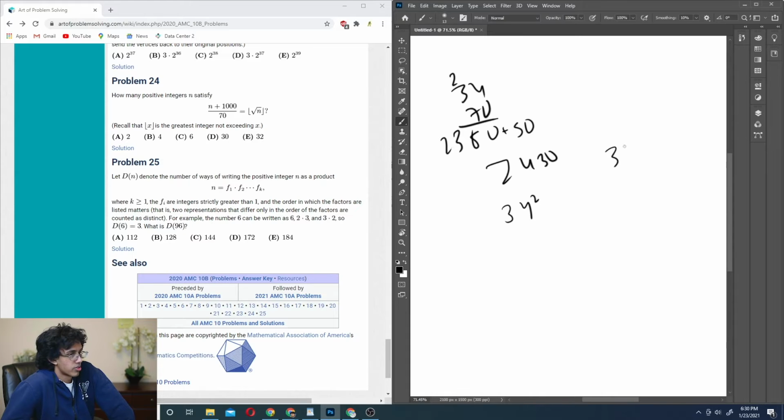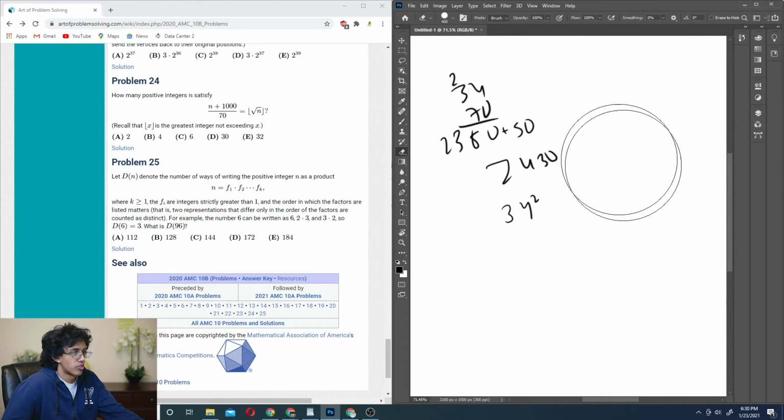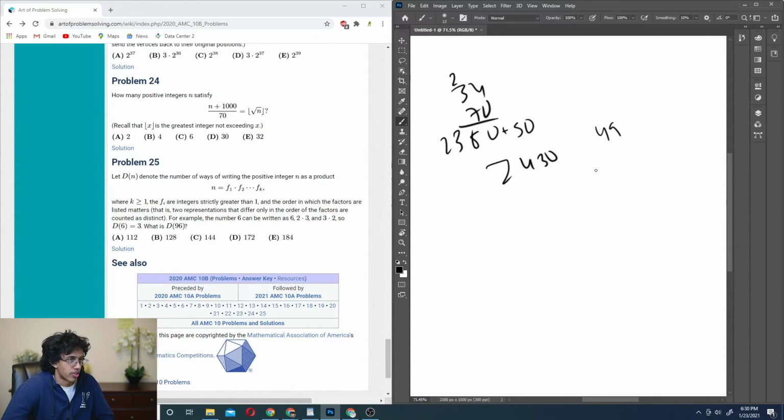Wait, what's 35 squared? No, wait, no. So this should be 51. So it was 50 squared, 25. Oh, 49 squared. Okay, so that's true. That's right, right? It should be greater than 49 squared. Okay, that seems right. And then we need the next one to be greater than 51 squared.